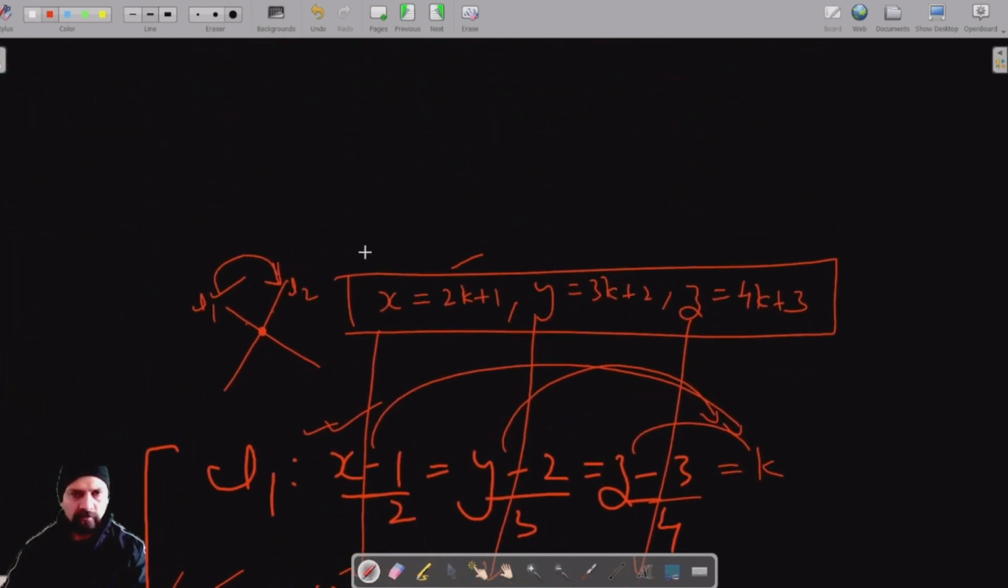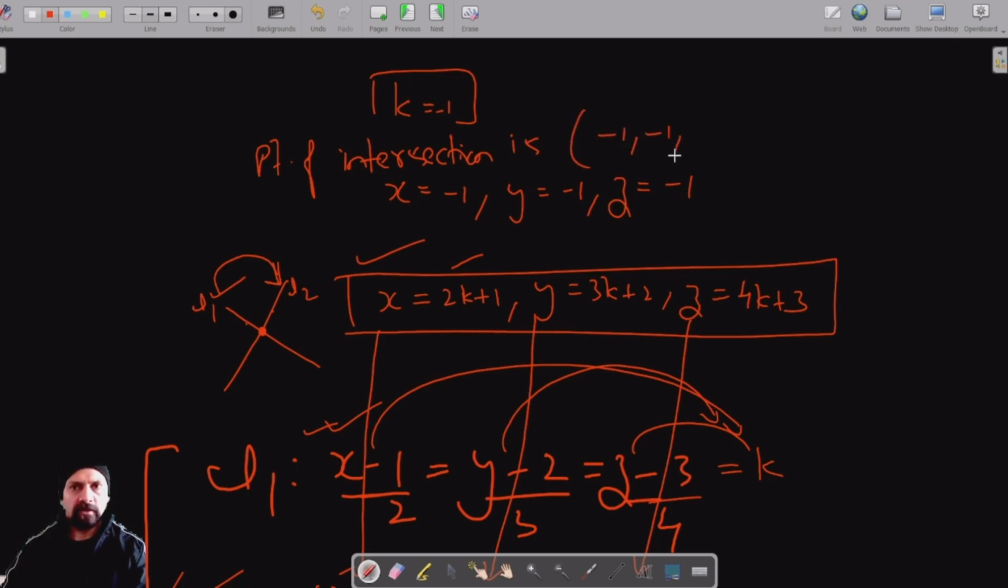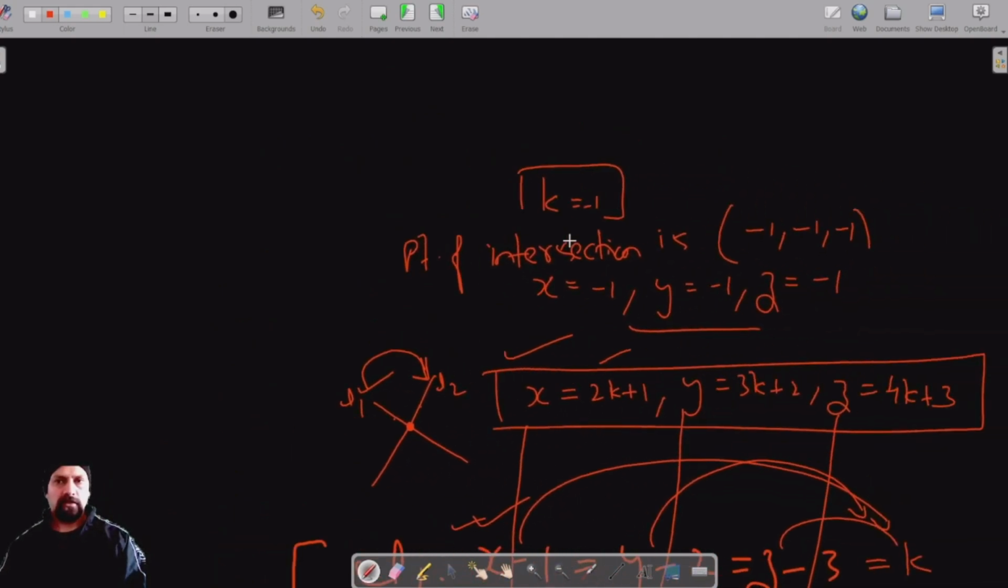So that means the point of intersection, let's replace the value of k negative 1 here. So k is negative 1. Therefore, point of intersection is x is equal to 2 into negative 1 plus 1, this is minus 1. Y is minus 3 plus 2, which is minus 1. And z is equal to minus 4 plus 3, which is negative 1. So the point of intersection is negative 1, negative 1, and negative 1. And this solves the part A. And let's move to the second part.